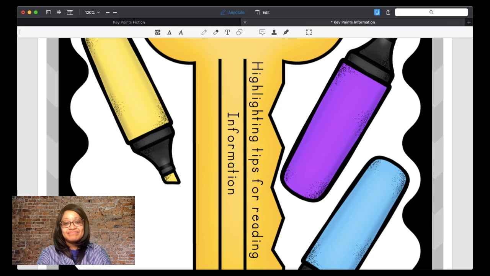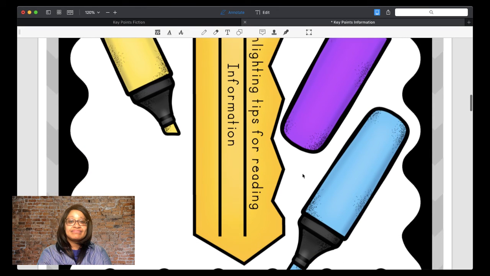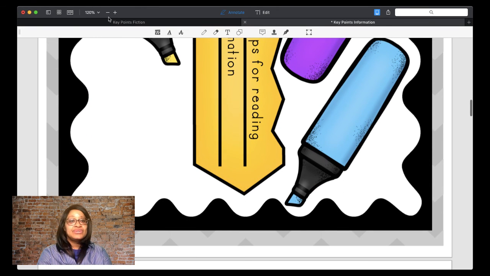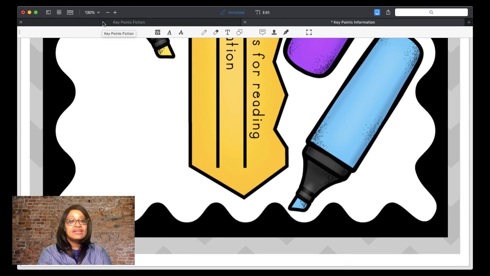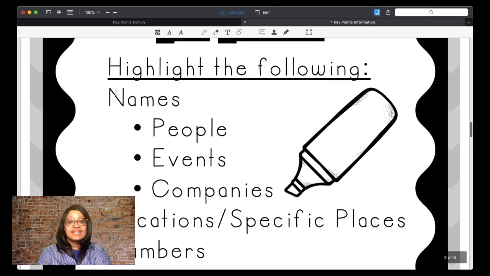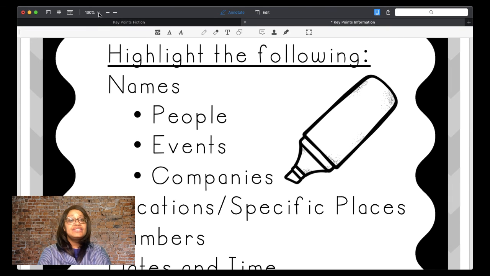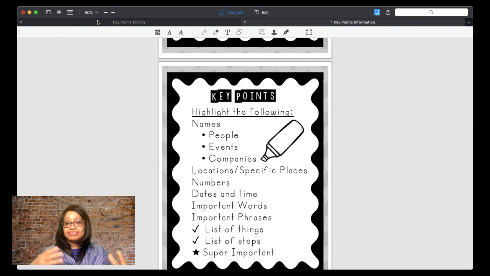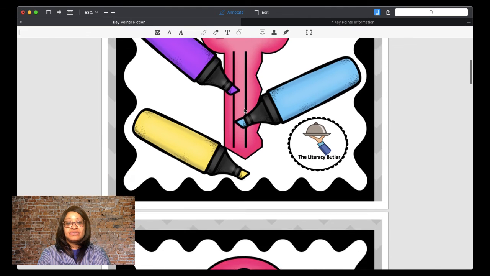So let's take a closer look at key points. And I'm just going to make this fit the width. Okay. And so as the students are doing, let's say, reading fiction, or in this case, nonfiction. This is a nonfiction. But let's start with the fiction. So let's zoom into the fiction here.